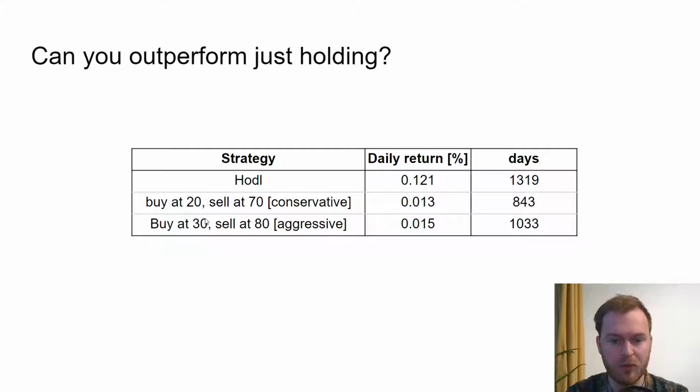And if you do a more aggressive strategy, then you have more trading days. So you already start buying when people get slightly fearful, and you only start selling when people are very greedy. And then the return is pretty much the same. But what you do see is that if you were just hodling over the entire period from February 2018, you would have had a lot more return.